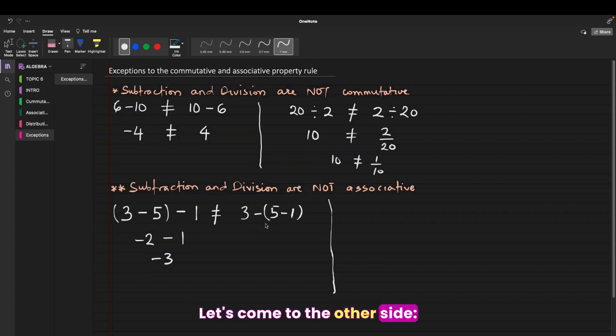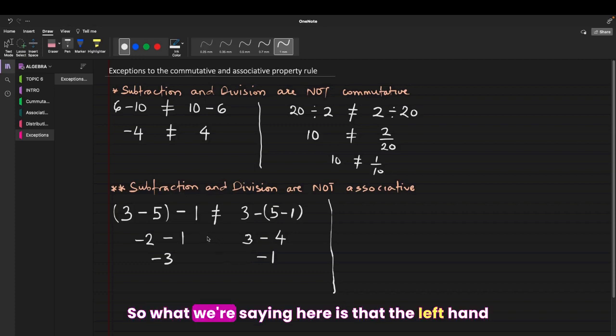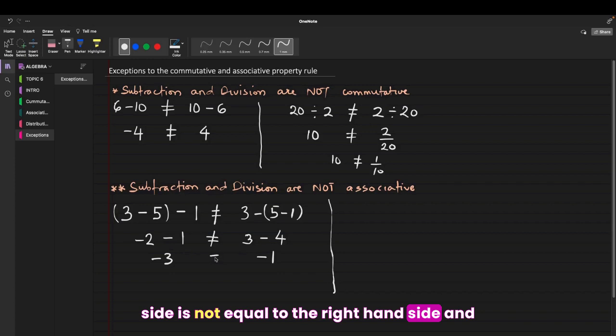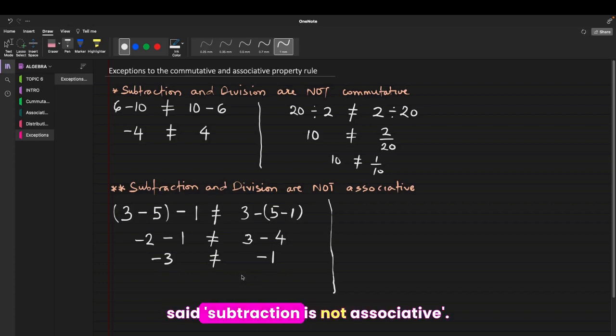Let's come to the other side. We say 3 minus (5 minus 1). Because 5 minus 1 is in the bracket, we have to evaluate it first, right? So 5 minus 1 is 4. So 3 minus 4 is minus 1. So what we're saying here is that the left hand side is not equal to the right hand side. And definitely minus 3 is not equal to minus 1. That's what we meant when we said the subtraction is not associative.